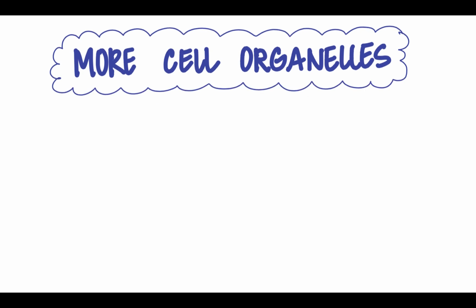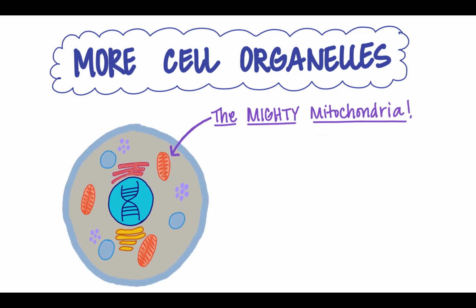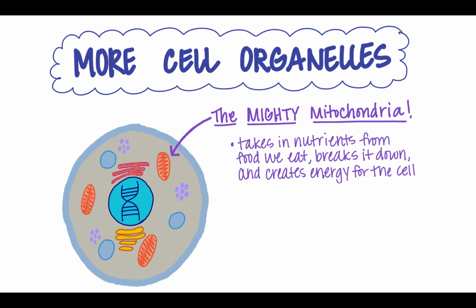Let's dive into a few more cell organelles that we didn't cover last time. The mighty mitochondria. We did talk about the mitochondria last time, but let's go into a little more depth. We talked about the mitochondria being the powerhouse of the cell. Here's what that means. The mitochondria takes in nutrients from the food that we eat, and it breaks down those nutrients and creates energy for the cell to be able to use.